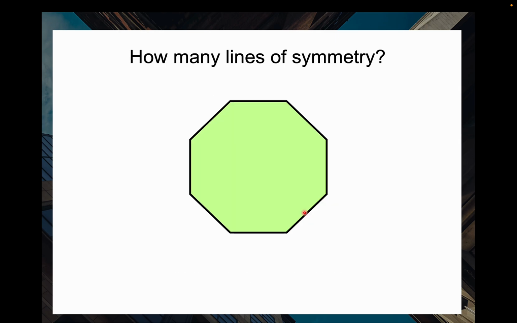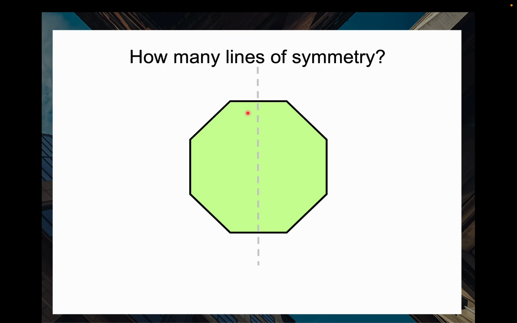So let's have a look at the hexagon. Or this is an octagon. How many lines of symmetry? Normally for regular polygons, starting from five-sided ones, pentagon, hexagon, heptagon, nonagon, decagon, the number of lines of symmetry equals the number of sides. So if you have a pentagon, we will have 5 lines of symmetry, a hexagon 6 lines of symmetry, and so on.